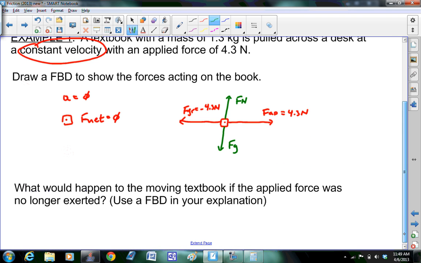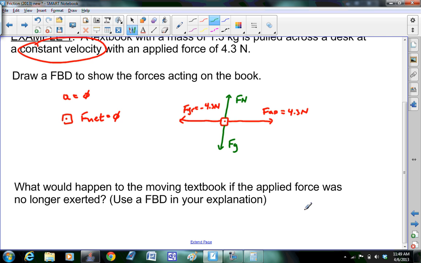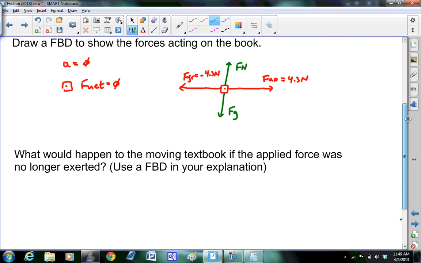Now the next question was, what would happen if the applied force was no longer exerted? What would happen to the moving textbook? Well, let's take a look at this. So we draw a free body diagram of the textbook now without the applied force. We're still going to have gravity and normal force. Again, they are opposing each other on the horizontal surface, so they're going to cancel out. And we still have friction because we're moving. So that force of friction will still be there, and that force of friction is going to be 4.3 newtons backwards.